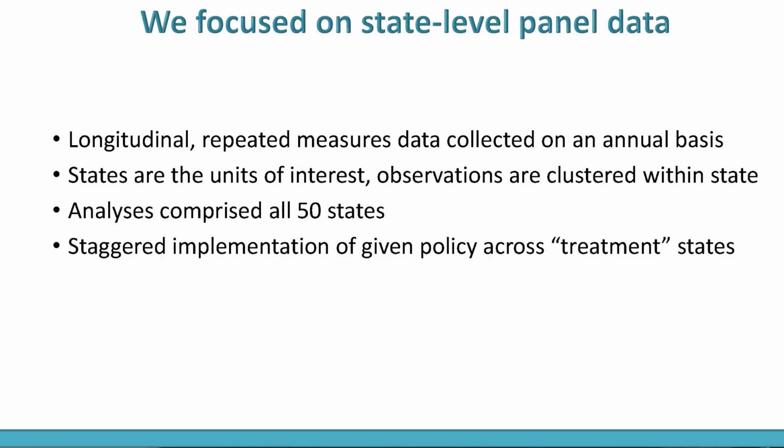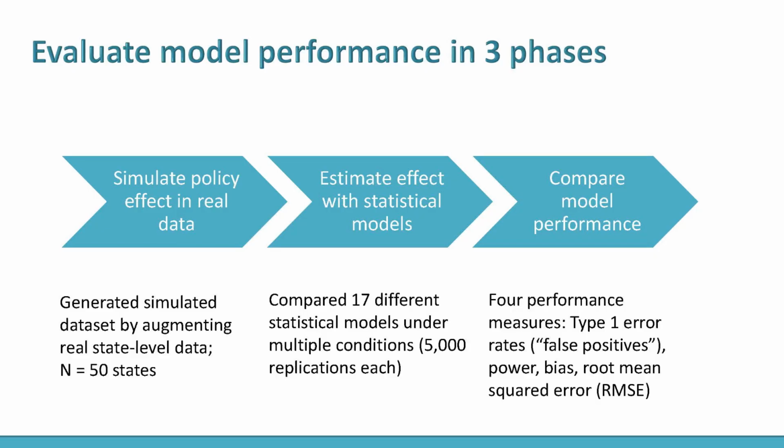And so we focus in this particular simulation. This is just our first one. We have 5 years, so every year we're going to make this more complex. So this is a simple start. We focus on state-level data, longitudinal repeated measures where it's collected every year. We use real state data on opioid-related mortality. We have all 50 states. And in this case, we're going to simulate staggered adoption, staggered implementation of the policies across the treated states.